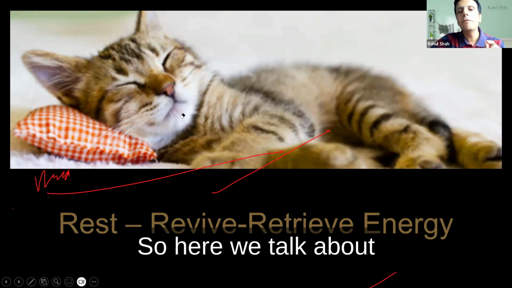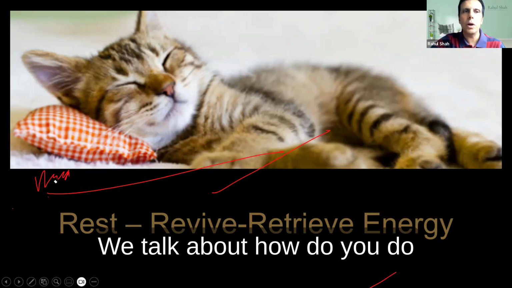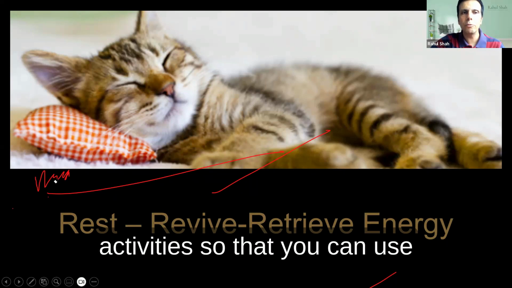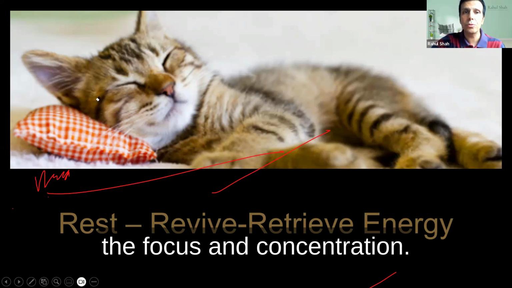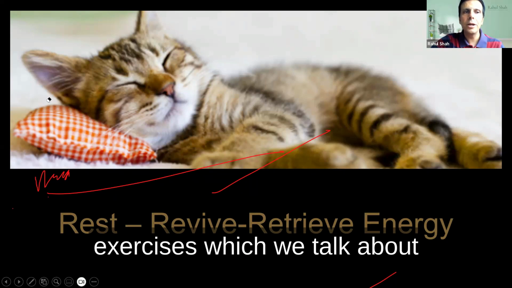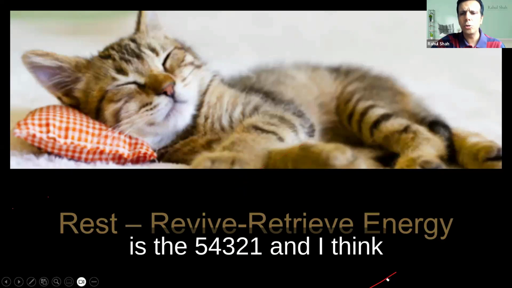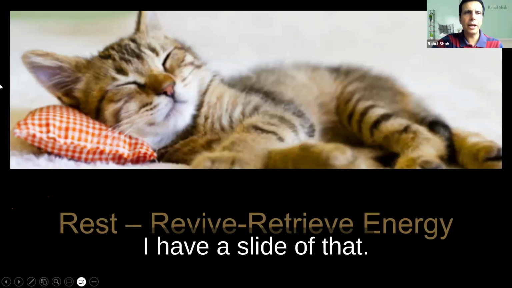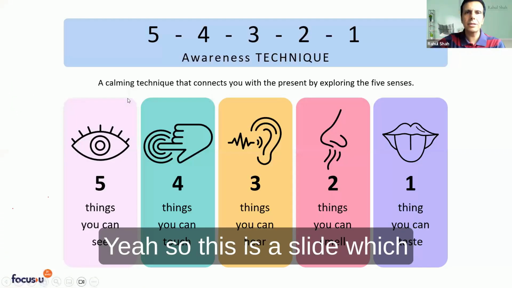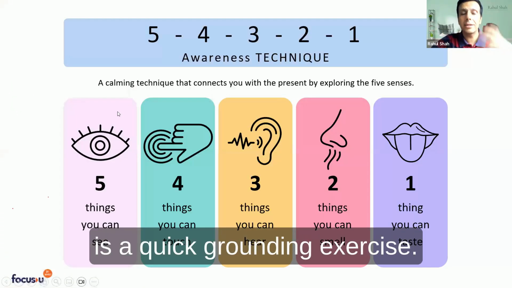So how do we ensure this? Here we talk about mindfulness exercises. We talk about activities so that you can use focus and concentration. One of the interesting exercises which we talk about in the program is the 5, 4, 3, 2, 1. I think I have a slide of that. Let me see if I can show you. Yeah, this is a slide which is a quick grounding exercise.